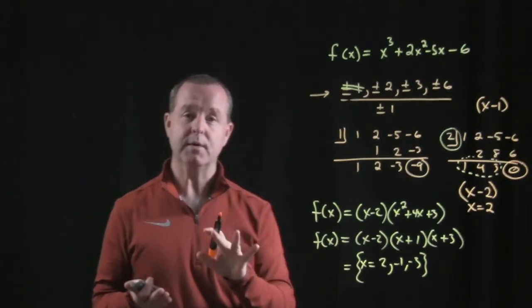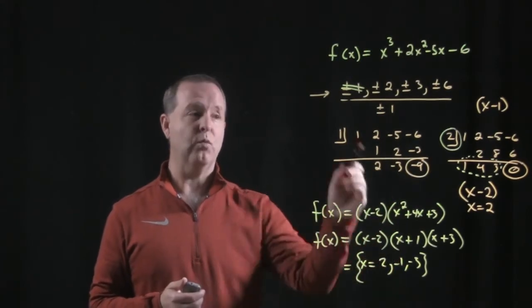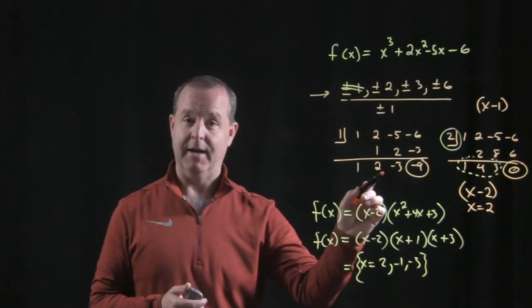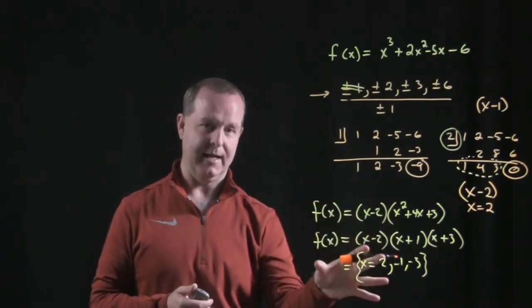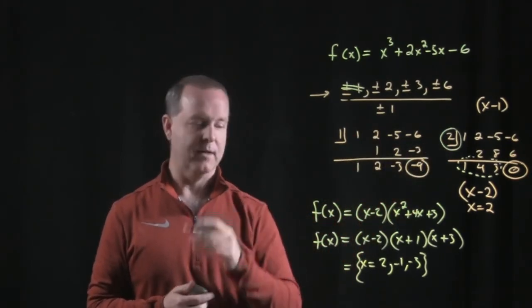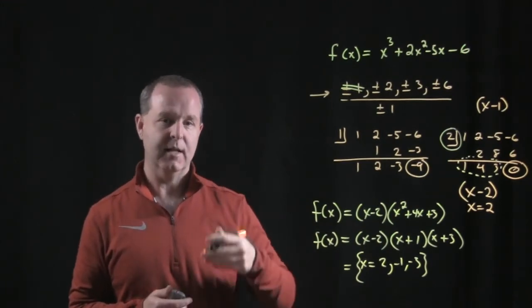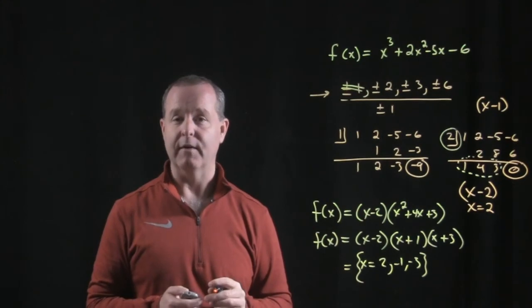So maybe when you were doing this at home, you didn't choose 2. Maybe you chose -1 as an option. You would have gotten that to be a factor, and then you could use that factor to create this next step. So I just happened to find 2 as the first one. You may have found one of the other ones as your first factor, and that was your first step to continue solving this problem.